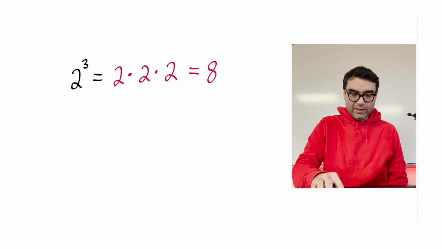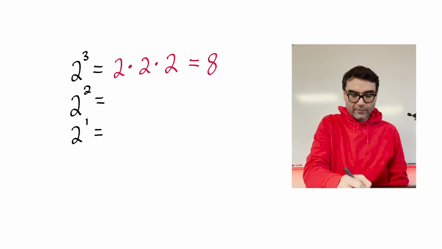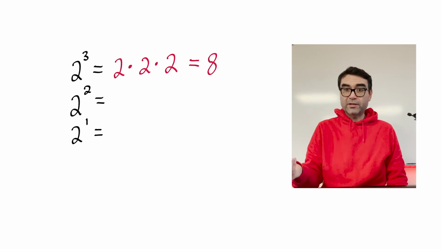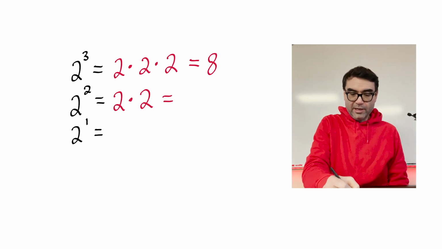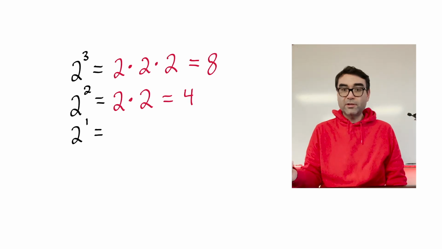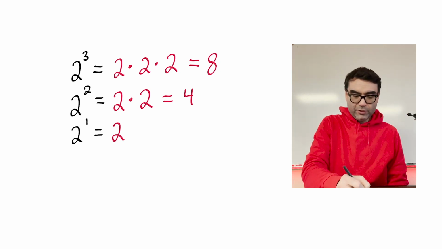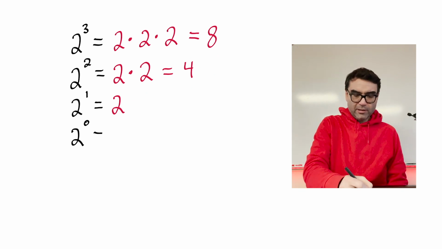Well, let's continue this by decreasing our exponent. So 2 to the second power would therefore mean 2 factors of 2 multiplied as a product, and that equals 4. And then 2 to the 1 power is a product of only 1 factor of 2, just 2. What happens if we have to talk about 2 to the 0 power? Or 2 to the negative 1 power?